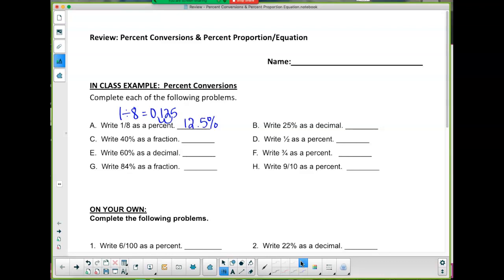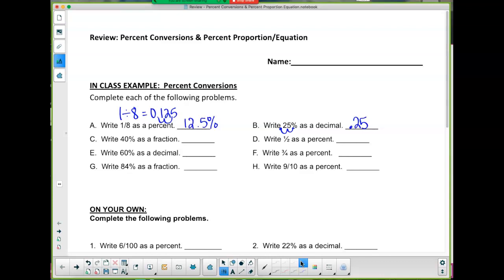If I want to write 25% as a decimal in part B, what's 25% as a decimal? Anybody remember? Go ahead, Zachary. 0.25. You take your decimal point and you move it back 2, and then get rid of the percent sign. 0.25.